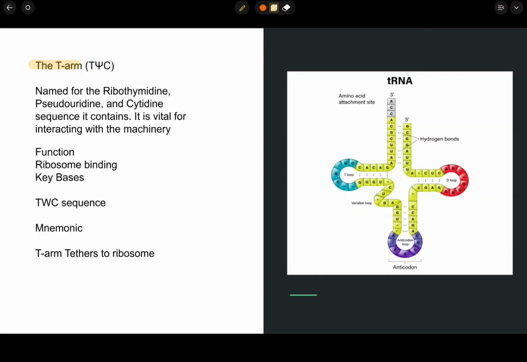The T-arm. The T-arm of tRNA, T-Psi-C. This loop contains Psi, or pseudouridine, named for the ribothymidine, pseudouridine, and cytidine sequence it contains. It is vital for interacting with the machinery. T-Psi-C is its ribosome binding key. Its mnemonic is: T-arm tethers to the ribosome.